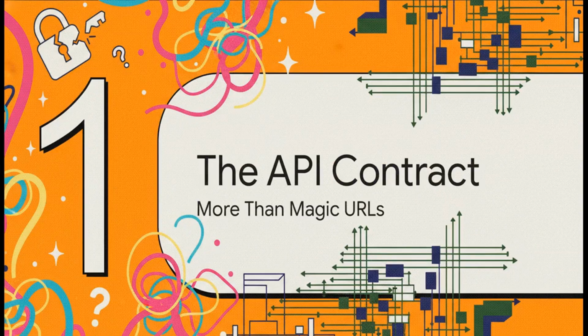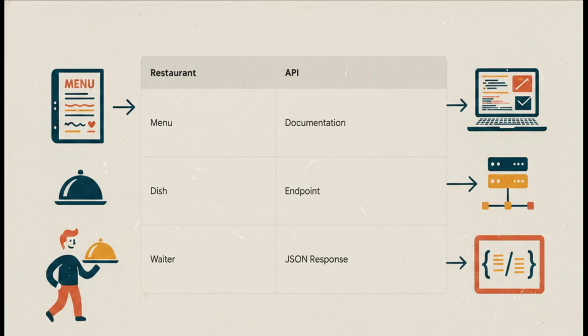Okay, Section 1, the API contract. It's time to stop treating APIs as magic URLs. Consuming a public API is honestly exactly like going to a restaurant. The API documentation, that's your menu. It tells you what's available, how to order it, and exactly what each dish includes. The endpoint is the specific dish you decide to order, and the JSON response is the actual food the waiter brings to your table. Reading the docs gives you a strict contract. It explicitly tells you what you need to send over, what you're going to get in return, and the specific errors you can expect if you ask for something that, well, doesn't exist.